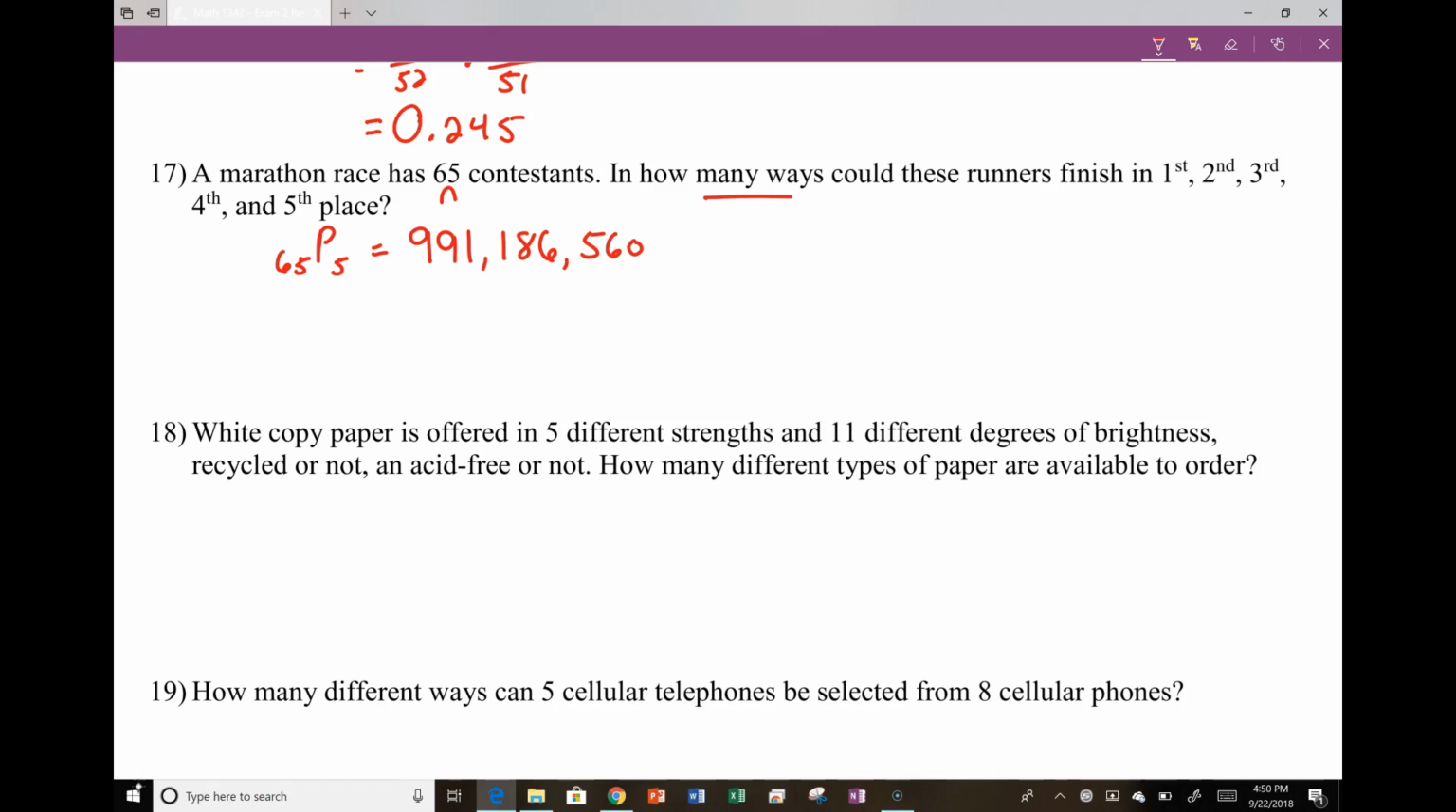So 65 contestants have 991,186,560 ways to finish first, second, third, fourth, and fifth.